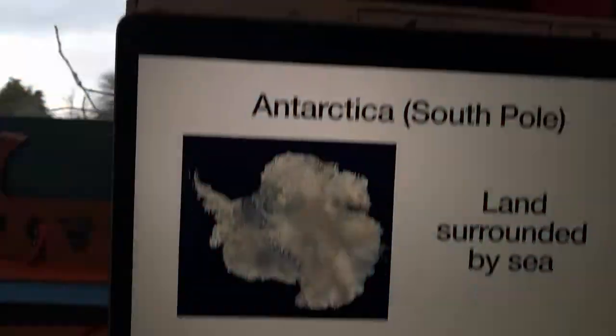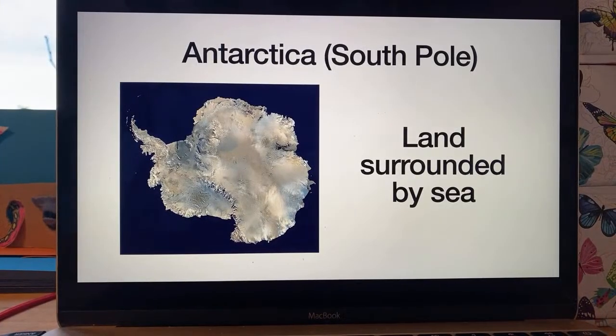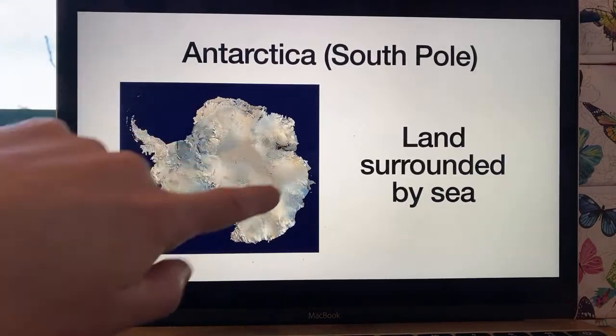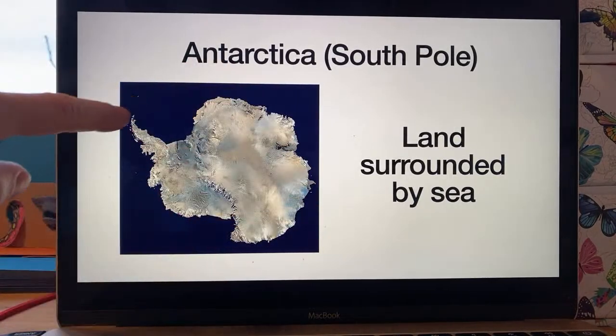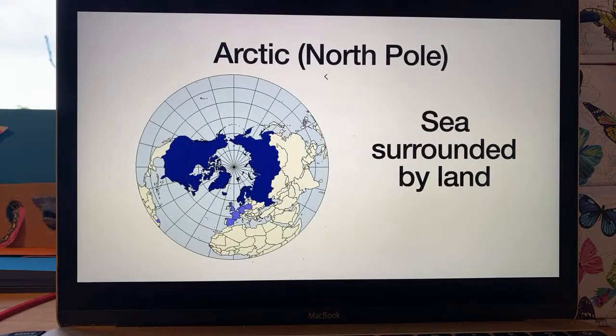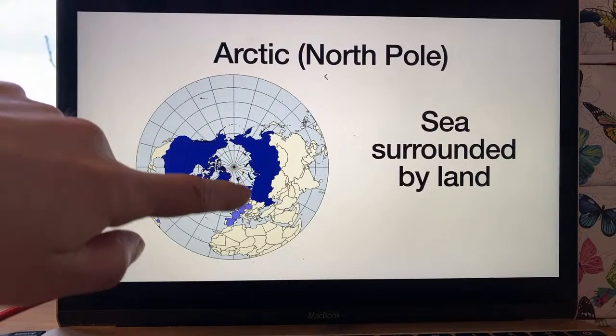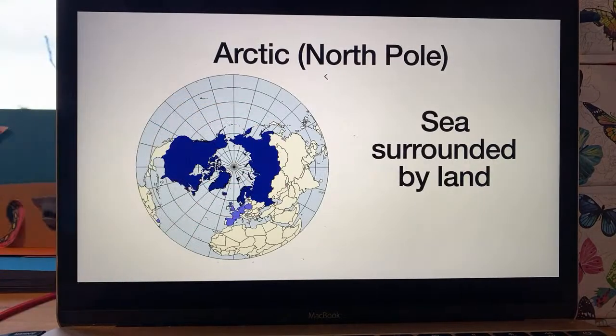So, quick recap on what we did last week, in case you weren't here. We learned Antarctica, the South Pole, where the penguins are, that is land, this white stuff, surrounded by water. And the Arctic, the North Pole, is sea. You can see here it's just blue at the top. It's sea surrounded by land.